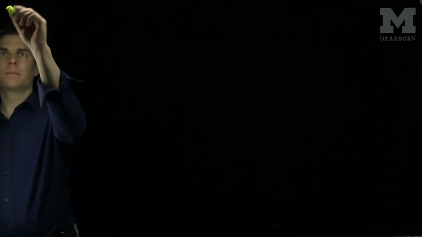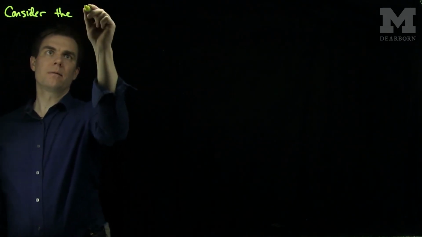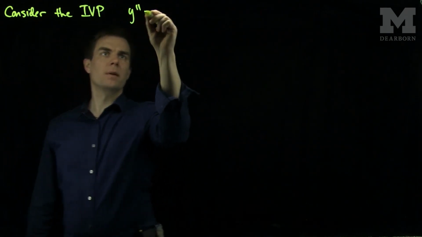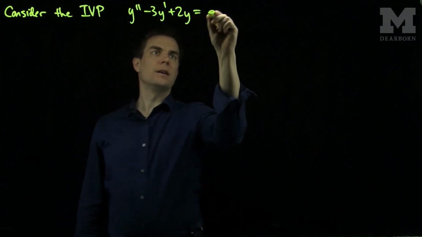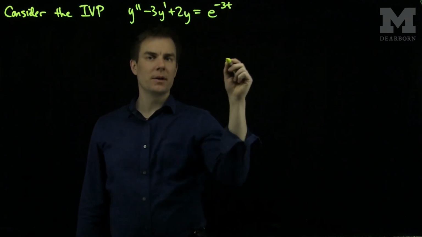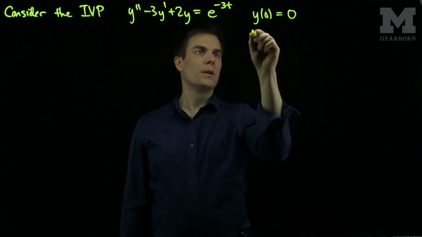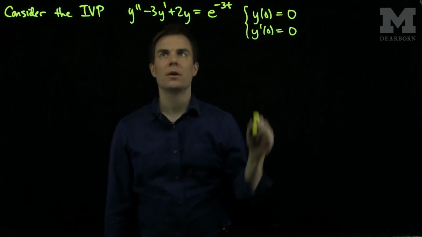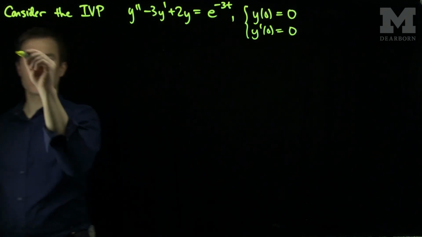Let's consider the IVP, y double prime minus 3y prime plus 2y is e to the negative 3t, together with the initial conditions y of 0 is 0 and y prime of 0 is equal to 0. We'll solve this problem by taking the Laplace transform. So take the Laplace transform.